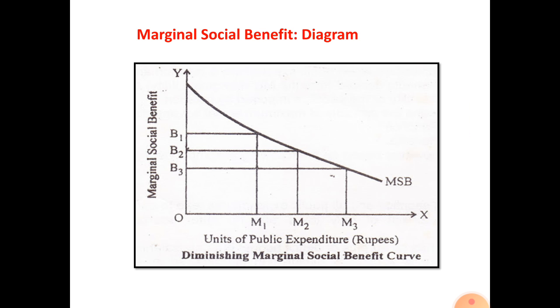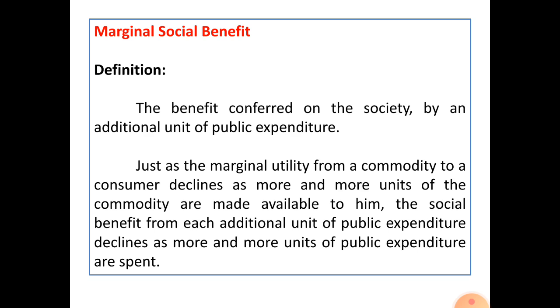Next, the social benefit from each additional unit of public expenditure. You have to remember marginal utility from a commodity. This shows the law of marginal utility. Whenever an additional unit of goods is consumed by the consumer, definitely the consumer will get a decline of utility from the marginal additional unit. That is why the social benefit from each additional unit of public expenditure declines as more and more units of public expenditure are spent.